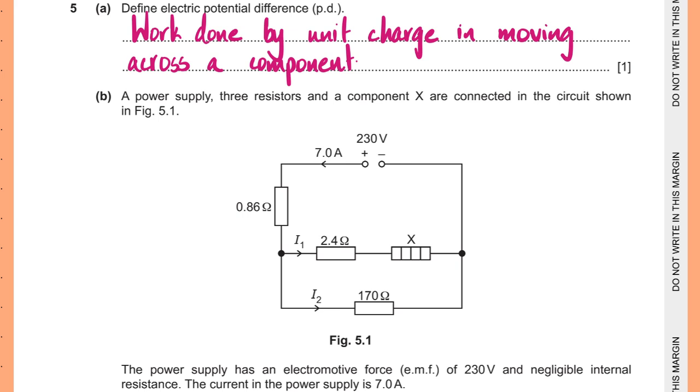Another possible definition is in terms of energy transferred. So you would say energy transferred per unit charge from electrical to other forms, right? With EMF, it would be the reverse. In that case, it would be the work done on a unit charge by the source for the entire circuit. And in terms of energy, it would be the energy transferred per unit charge from chemical to electrical forms.